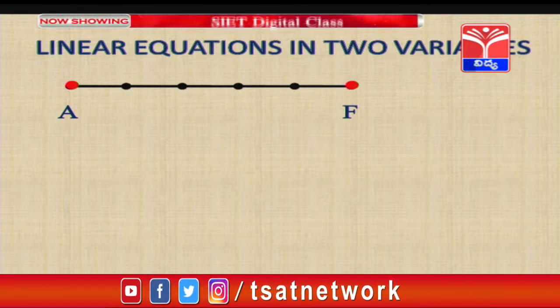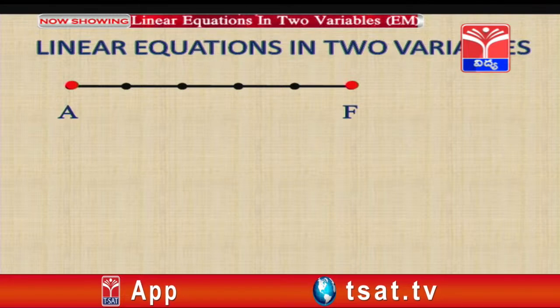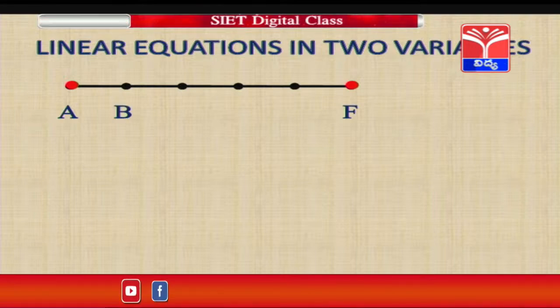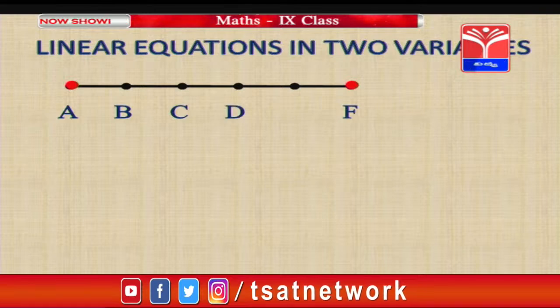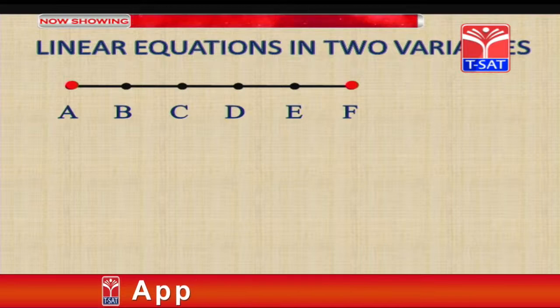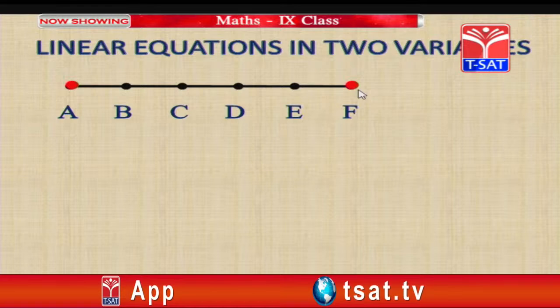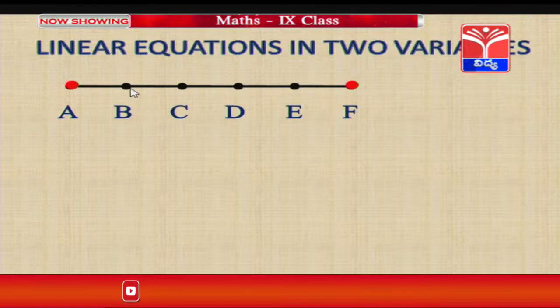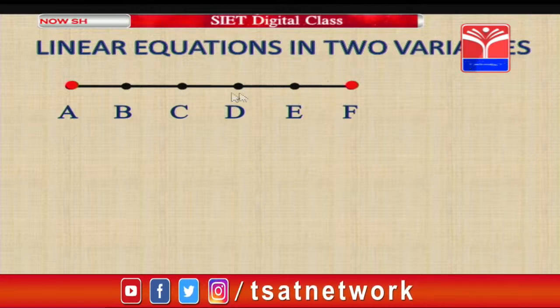That means there are 5 points in the middle here, is it right? Sorry, there are 4 points in the middle here. Now, let me give names to them also. Let me say B, C, D and E. So, when you observe here, you are able to see that there is an end point A and end point F. Between them there are 4 points which are dividing the whole line segment into 5 equal parts.